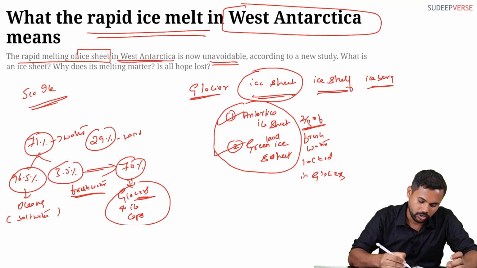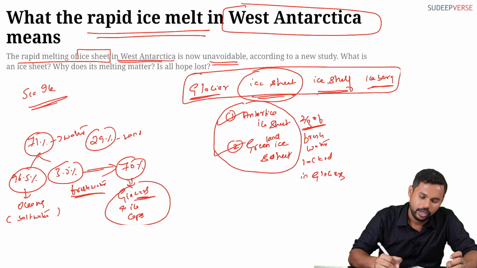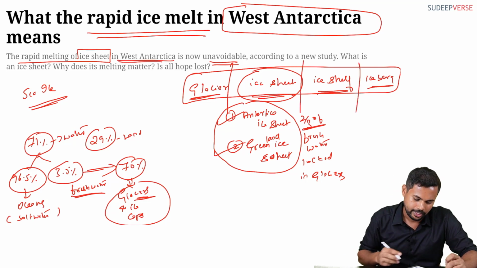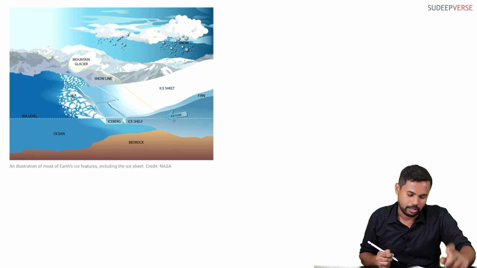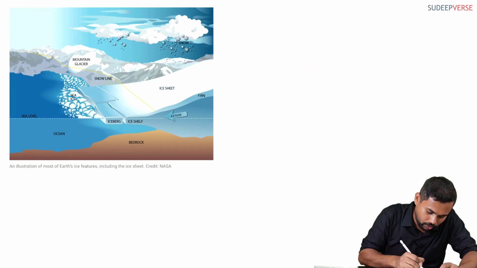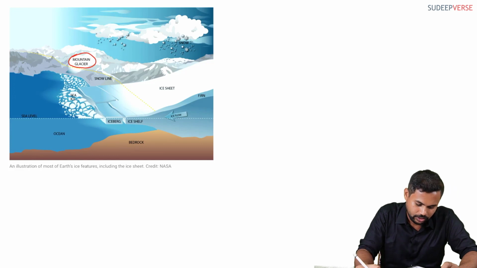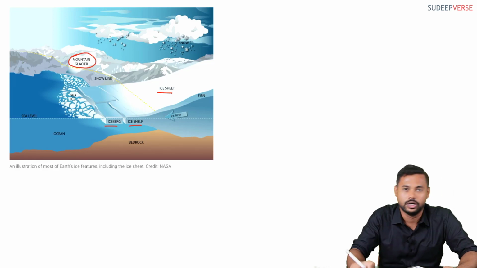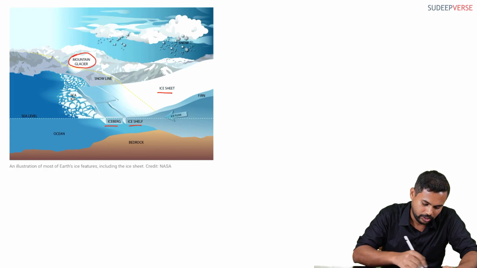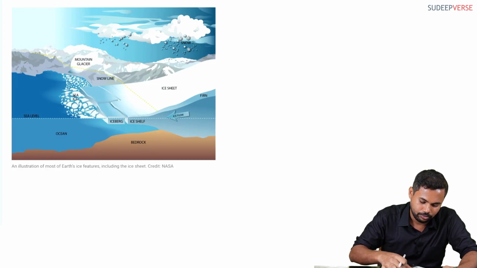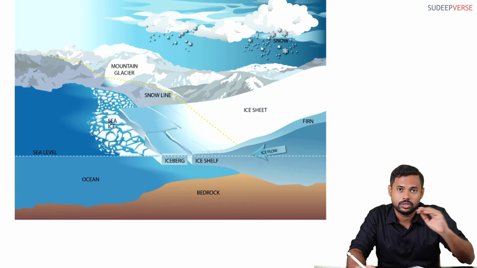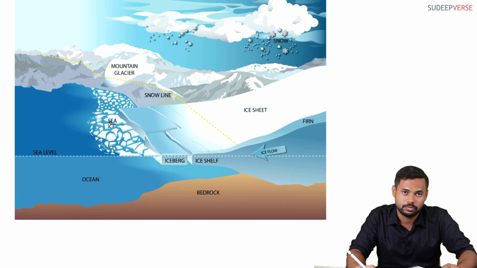Once you got the background, now let us look at these terminologies. Okay, what's a glacier, what's an ice sheet, what is an ice shelf, and what is an iceberg. Okay, now if you look at this diagram, just observe one. Can you see the mountain glacier? Okay, this is a mountain glacier. Then they have written something called ice sheet, then you have ice shelf, and then you have iceberg. Okay, I'll remove the marking so that you can see this clearly. Okay, now just observe the mountain glacier, observe the ice sheet, observe the ice shelf, and observe the iceberg.